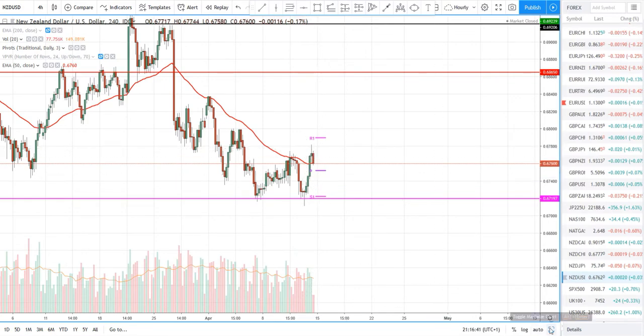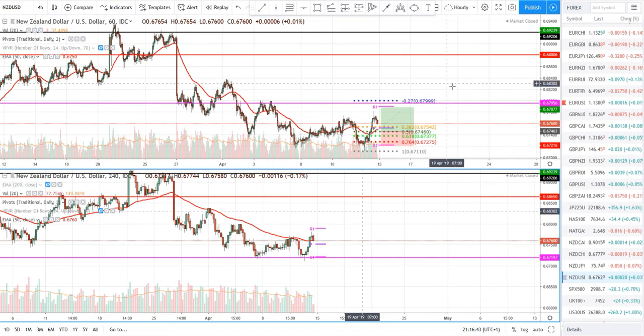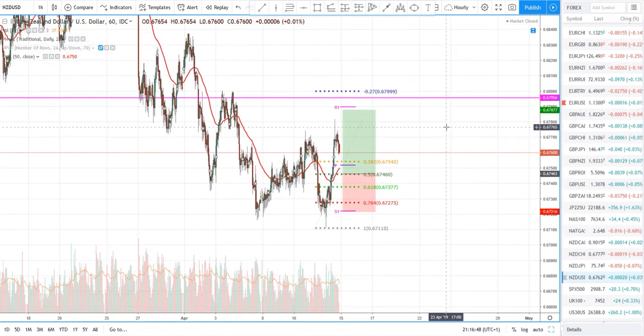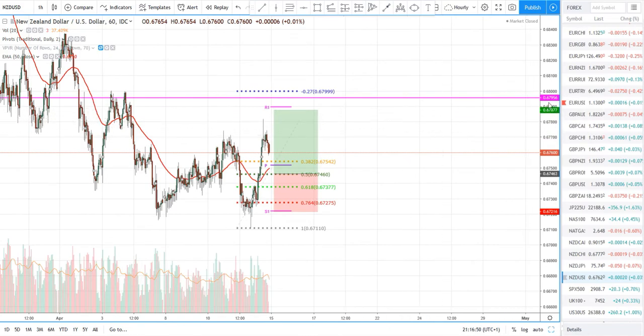So what I'm looking for now is a nice little trade on the 1-hour chart, and this is what I've come up with. So you could probably extend it up to 0.6795.